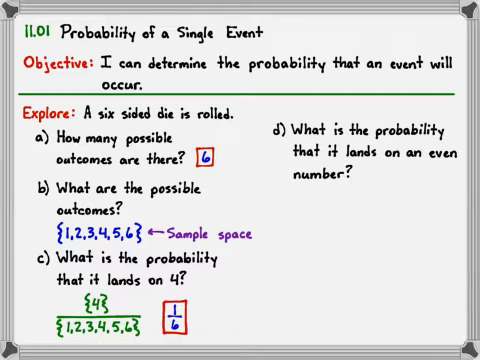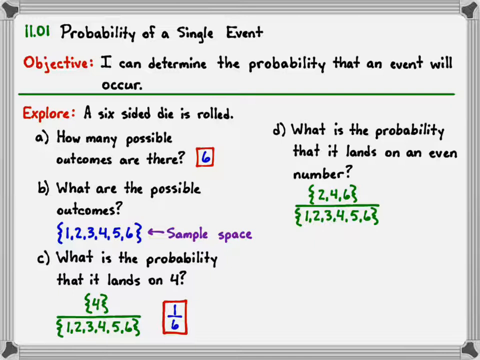For part D, it says, what is the probability that it lands on an even number? Well, that's pretty easy. Which ones are the even numbers? Well, the even numbers are 2, 4, and 6. So those are known as our event space. The event is the thing that I want to have happen. The sample space is all the possible things that can happen.